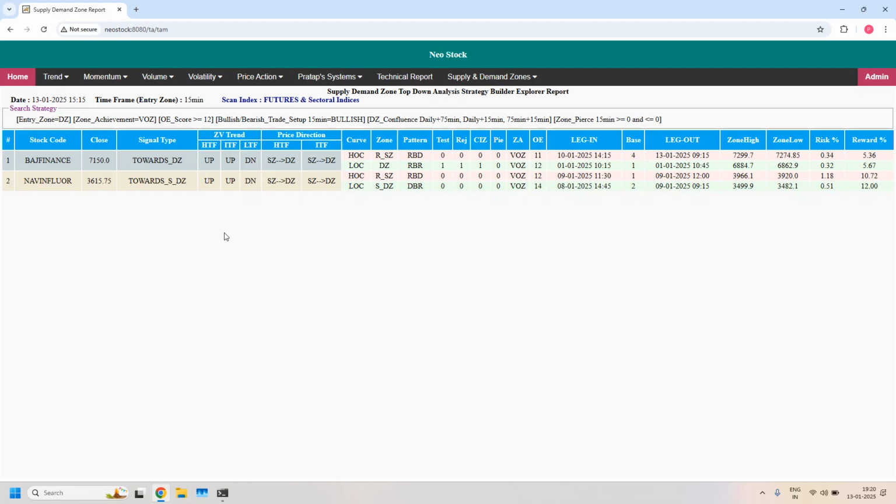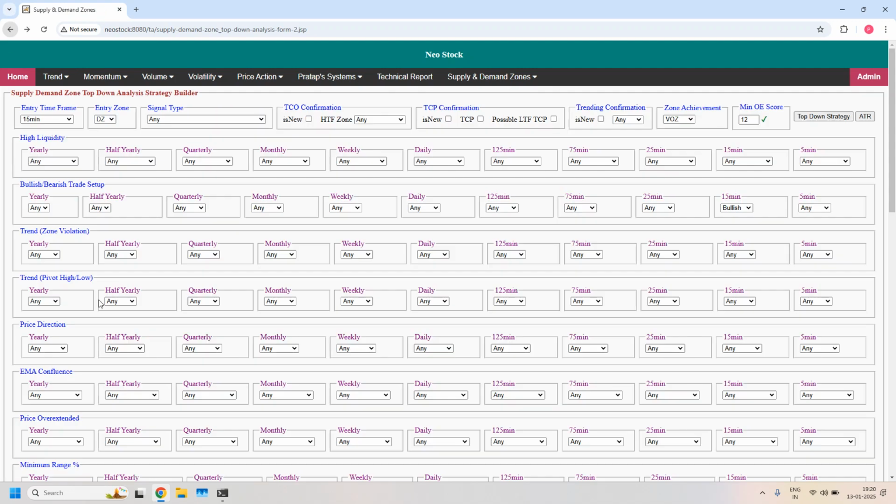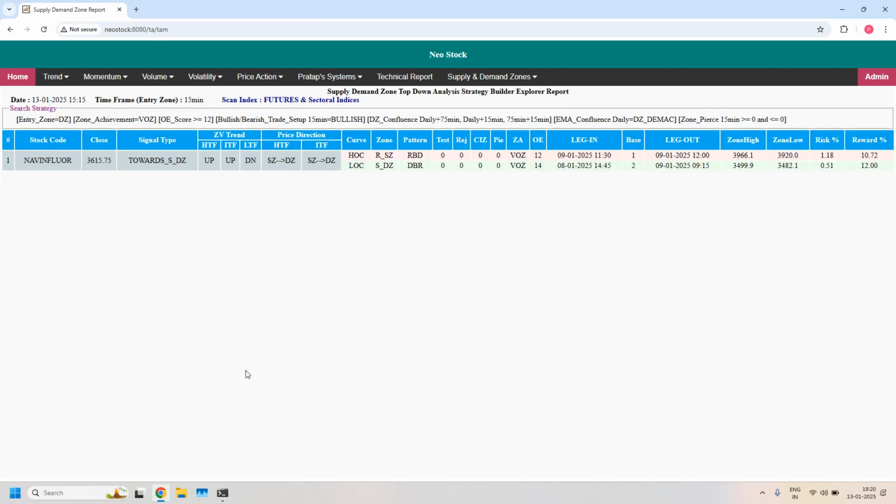If any of these 2 stocks are having a daily EMA confluence, they are even more high probability trade setup supported stocks. Let's verify. In the EMA confluence at a daily time frame, daily demand zone having daily EMA confluence filter is enabled. Now one stock is filtered. This is even more high probability trade setup stock. So this is bullish trade setup for a daily income trade.